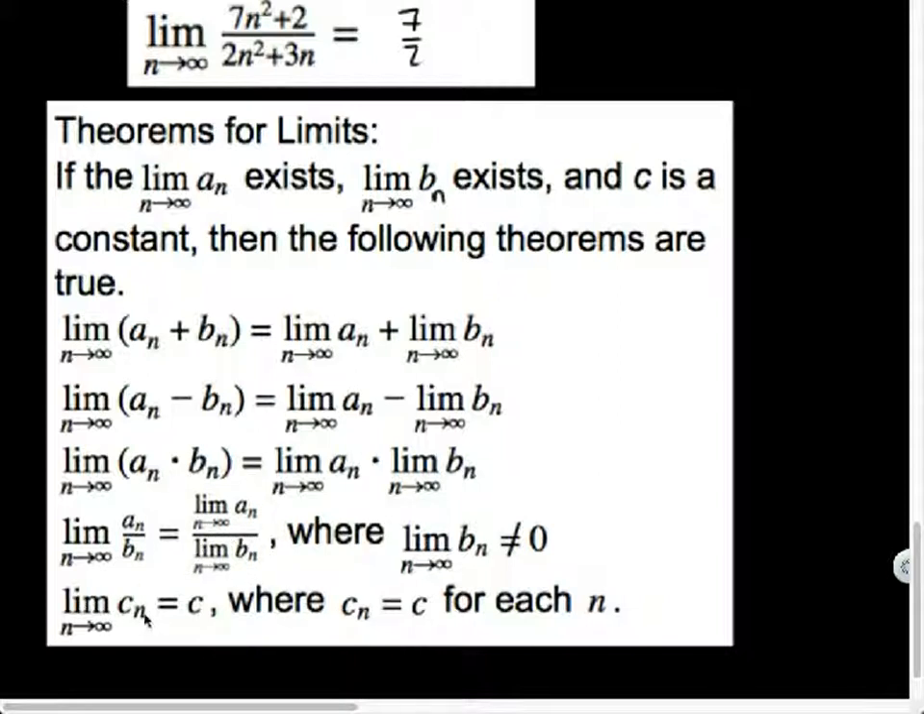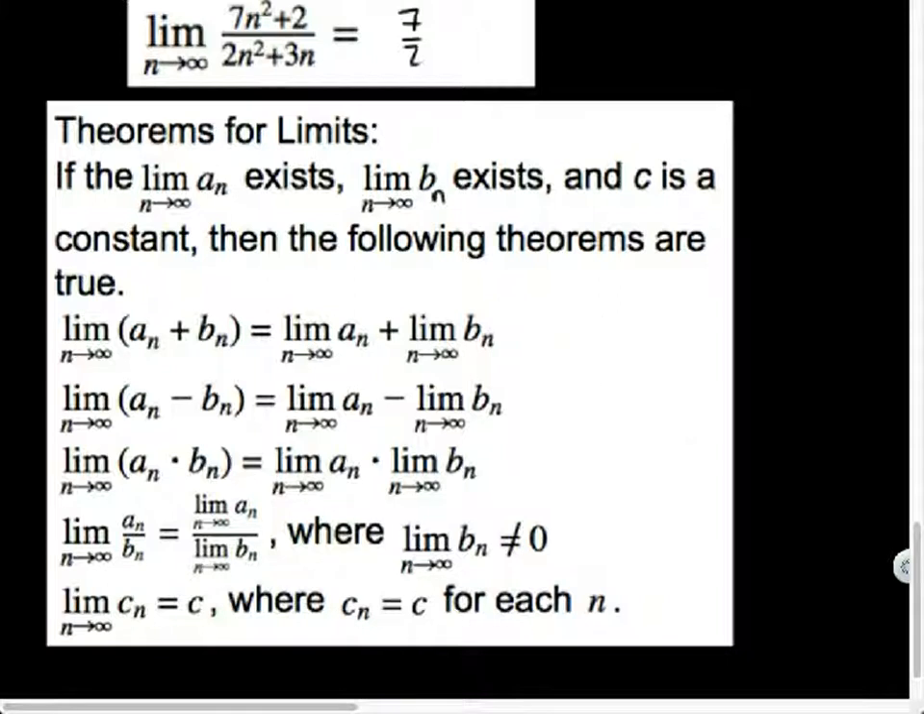And the limit of a constant is just the constant. So like if I said, for instance, what's the limit as n approaches infinity of 3? What is 3 approaching as n approaches infinity? It's approaching 3. It's just staying 3. It's not being influenced by n at all. So the limit of a constant is just equal to that constant.